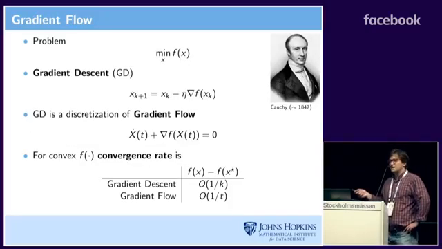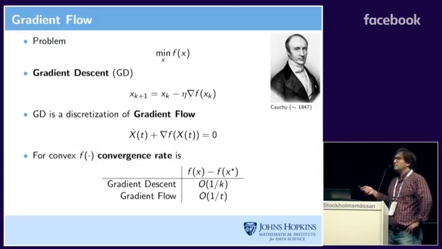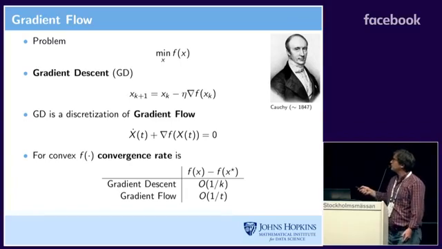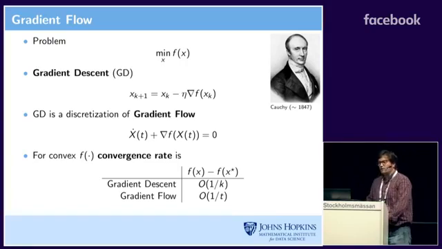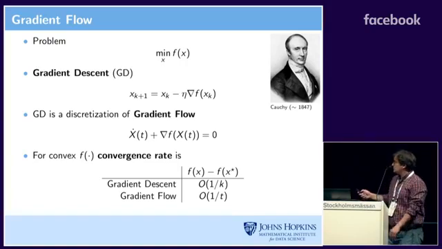Perhaps the simplest example dates back to Cauchy, who introduced gradient descent as a discretization of the gradient flow. Here, capital X is a continuous function of time, which plays the role of the discrete iterates. And in taking this continuous limit, you have to make the step size small enough. It's well known that gradient descent has a convergence rate of 1/k for convex objective functions, and it's easy to show that the gradient flow also minimizes the objective function, and this happens at a rate 1/t. Therefore, they have a matching convergence rate.